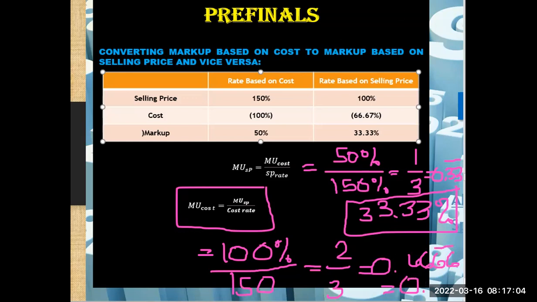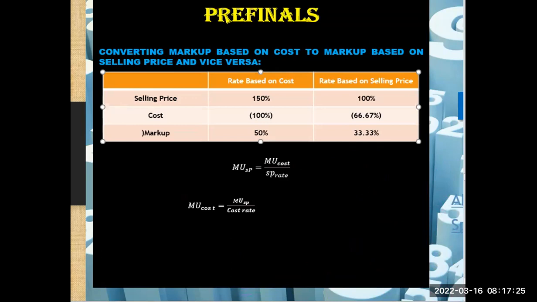Not 0. In percent, so we move 2 places going to our right. It's 66.67%. That's why it is 66.67%. Next.